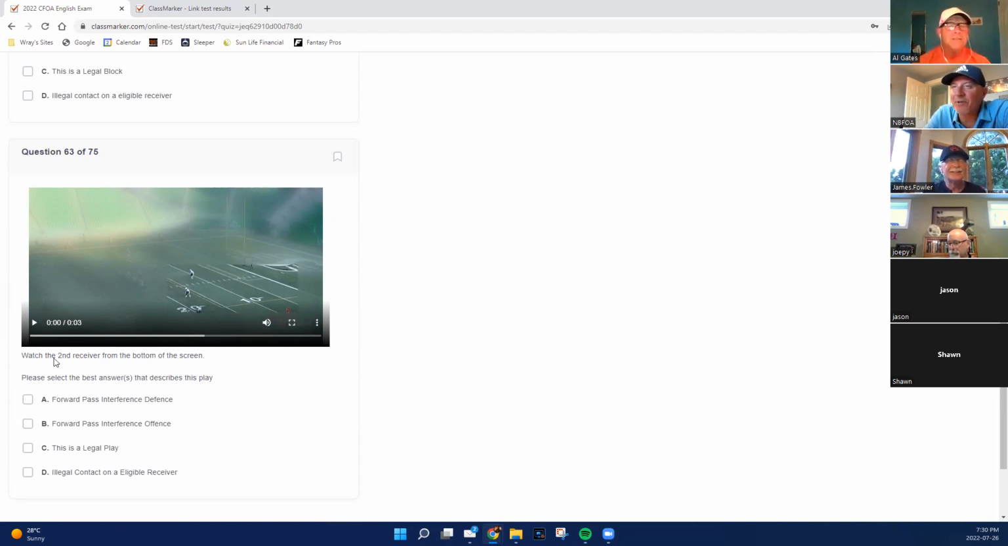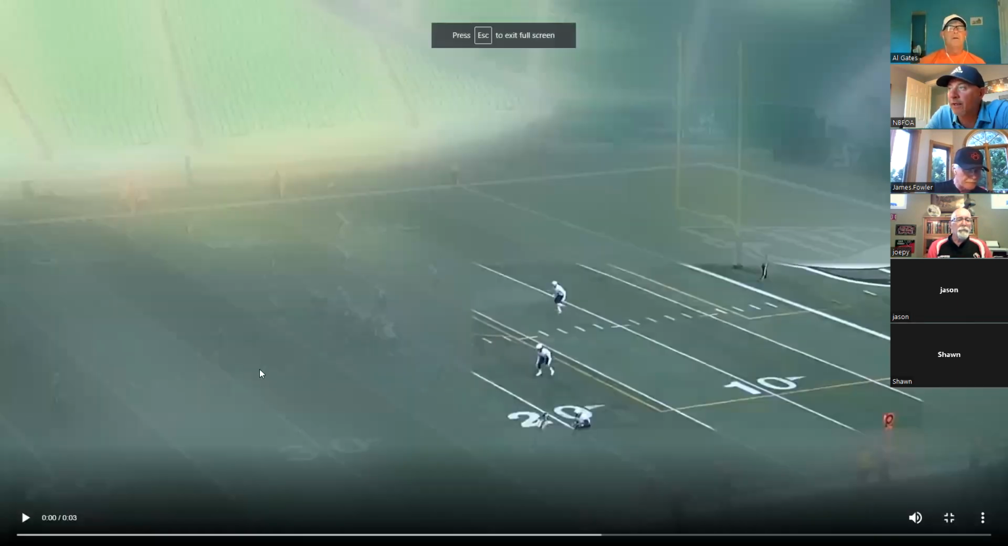All right, anyhow, this one says watch the second receiver from the bottom of the screen. And again, if it's forward pass interference, defense pass interference, this is a legal play, a legal contact on an eligible receiver. So let's go to the big screen here. What receiver did that say again? Second from the bottom.